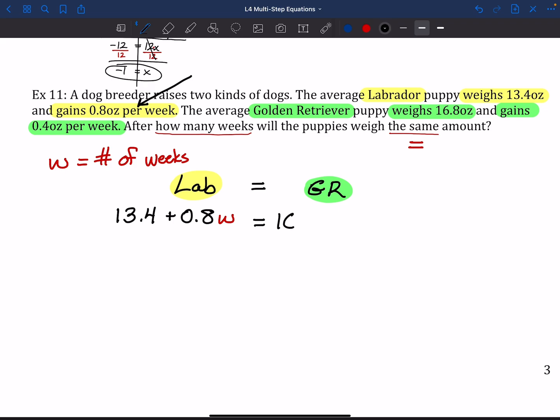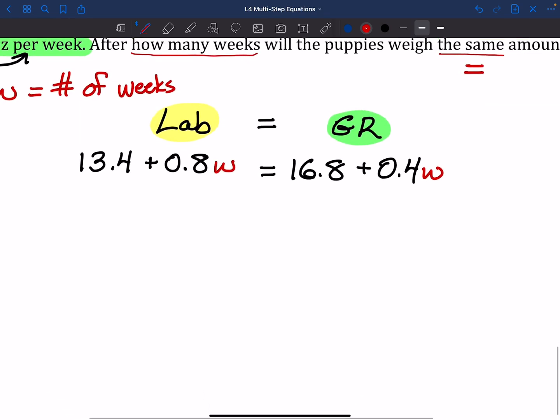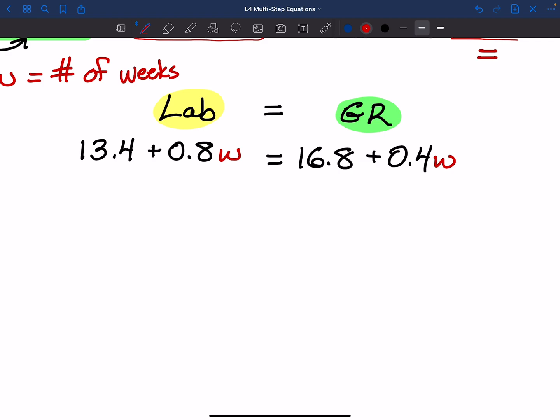Over on the other side, it's going to be kind of the same deal. The golden retriever weighs 16.8 ounces, and it's gaining 0.4 ounces each and every week. All right, so that's where our variable is going to go, right? This stuff in the green also has the word per that clues us in there. So after this, it just turns into one of the problems we were working on earlier, right? At this point, we could honestly just ignore the fact that it's a word problem and just focus on the numbers. So what we're going to do from here is apply the same steps.